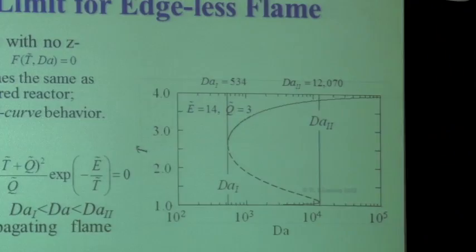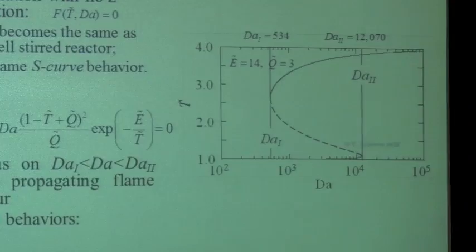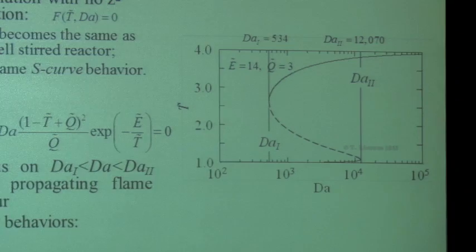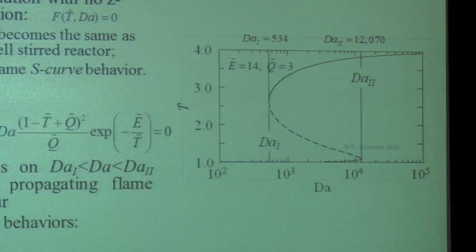If we're to the left of it, the flame is just going to go away everywhere. If we're to the right of it, the whole thing is just going to spontaneously ignite everywhere, and I won't have a propagating edge. And so in particular, these are three potential behaviors: I can have a propagating edge flame, a retreating edge flame, or a stationary edge flame.